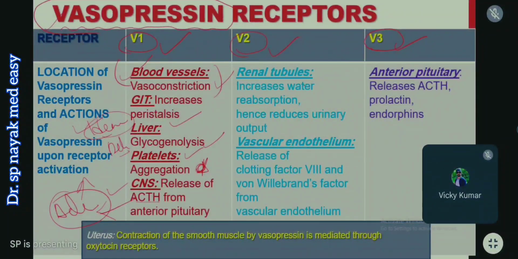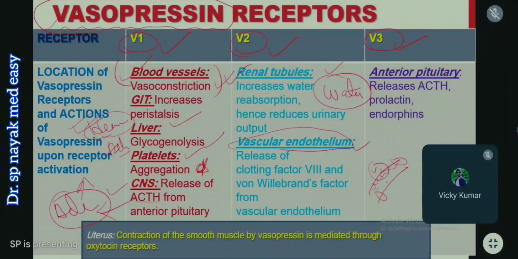And V2 receptors are present in renal tubules and vascular endothelium. In renal tubules, they will increase the reabsorption of water, because in hemorrhage and in dehydration, water is lost. So to preserve water, the V2 receptor increases the reabsorption. And V2 receptors are also present on vascular endothelium. This is a blood vessel. In the blood vessel, we have endothelial tissue, and in this tissue, V2 receptors are present.